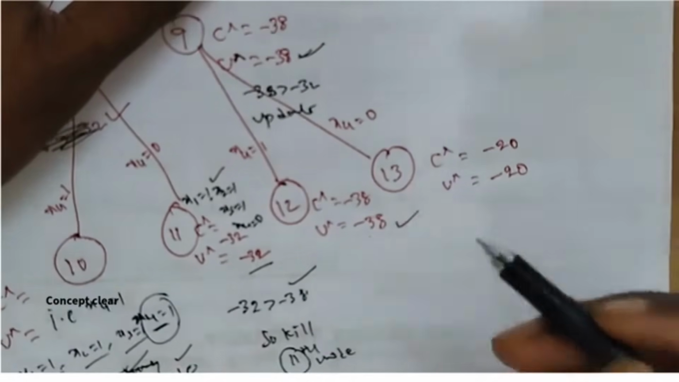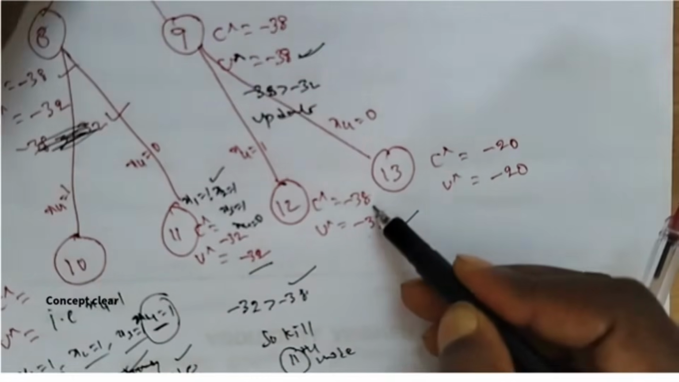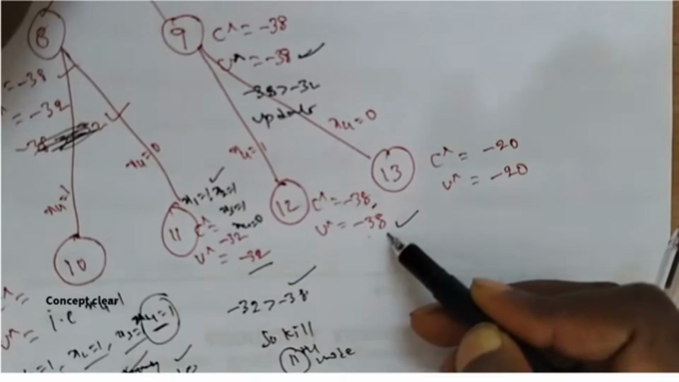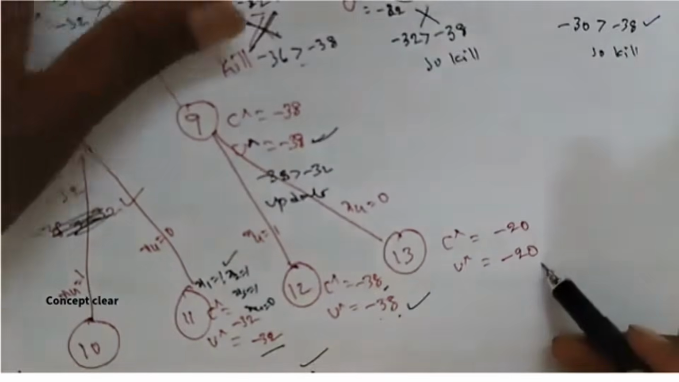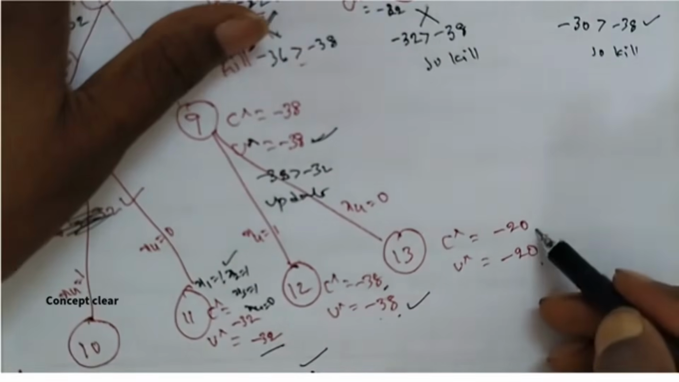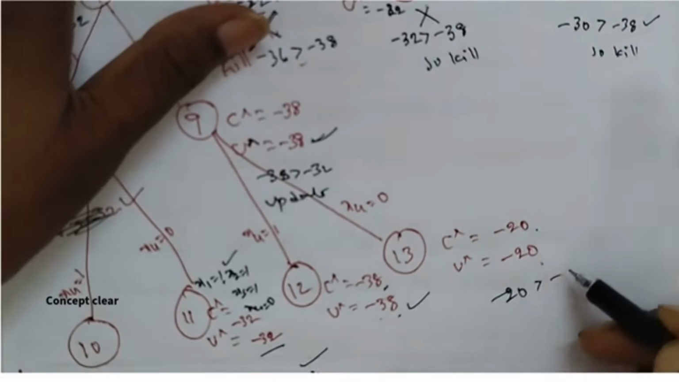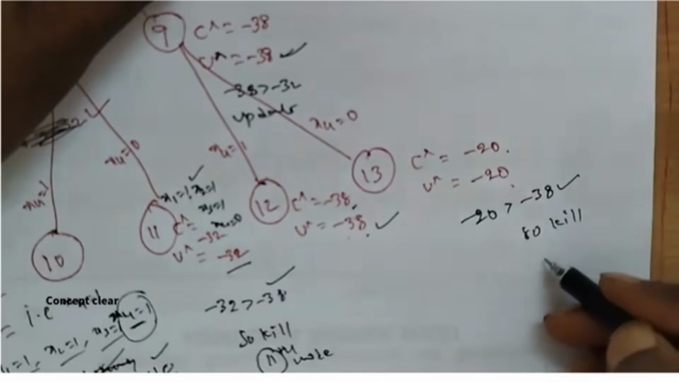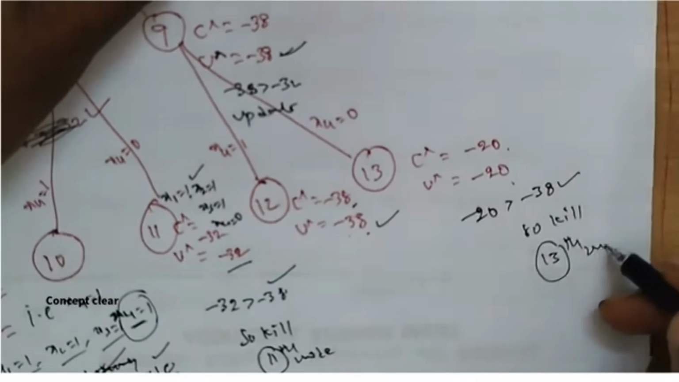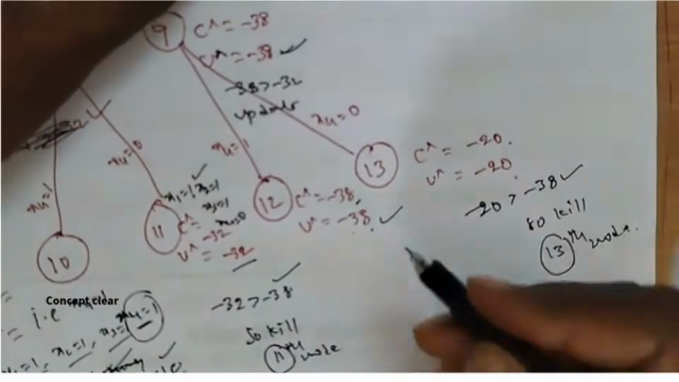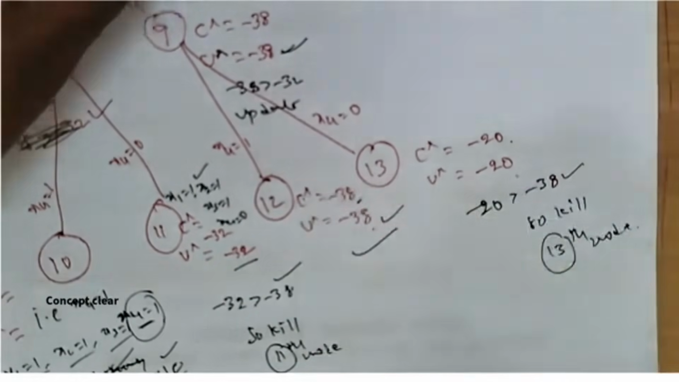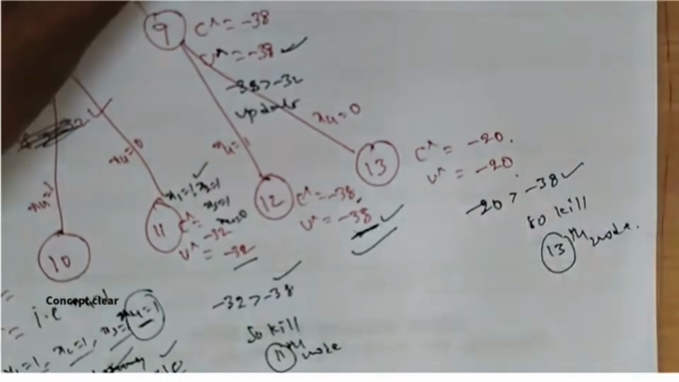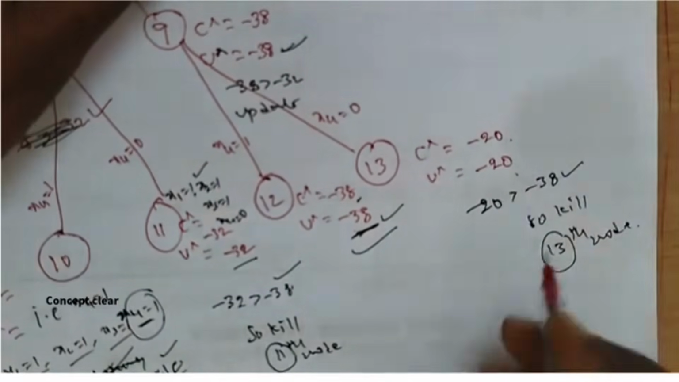Here everything is fine. Here the upper bound value is minus 38, least bound value is minus 38. Here the global upper bound value is minus 38. So no need to do anything. Here also, the least bound value is minus 20, greater than minus 38. So the condition is true. So kill the 13th node. Kill the 13th node. And what about the only node we have? The 12th node is pending. So what is the solution here? Minus 38. Upper bound value is minus 38.